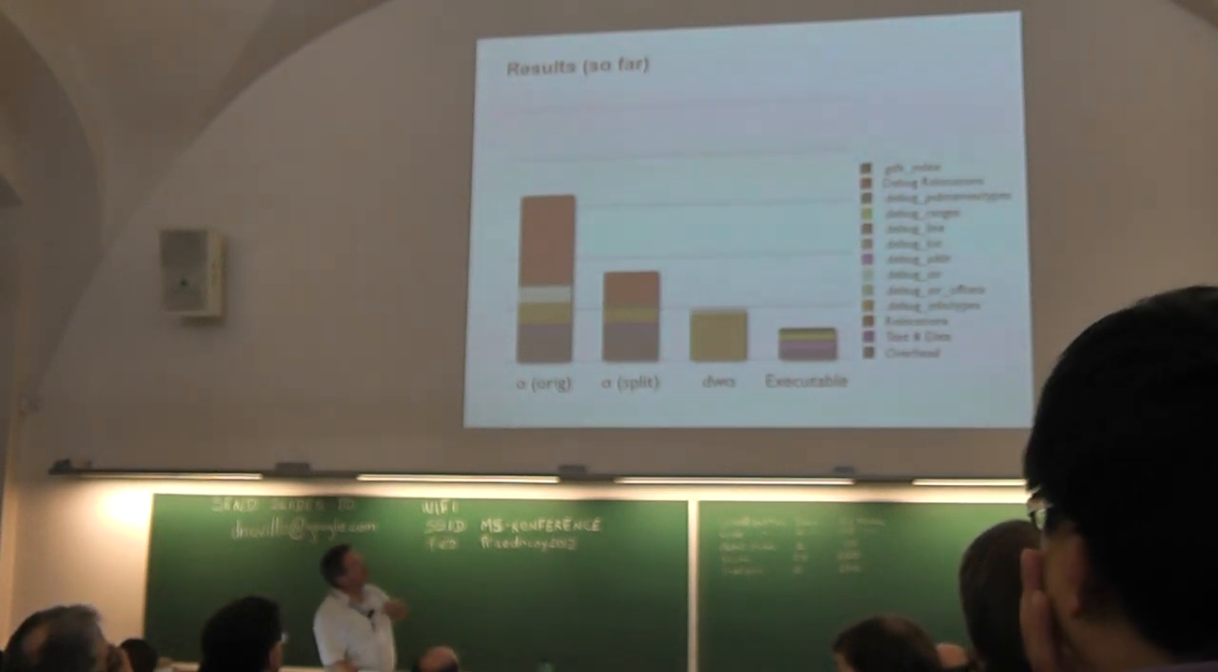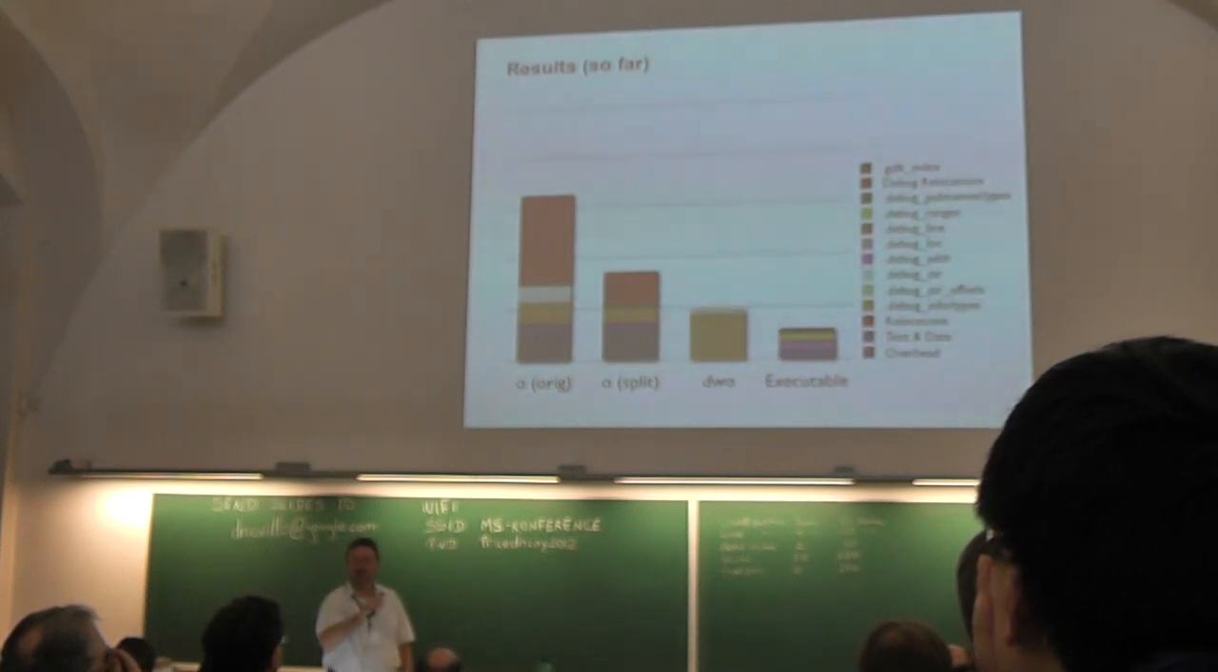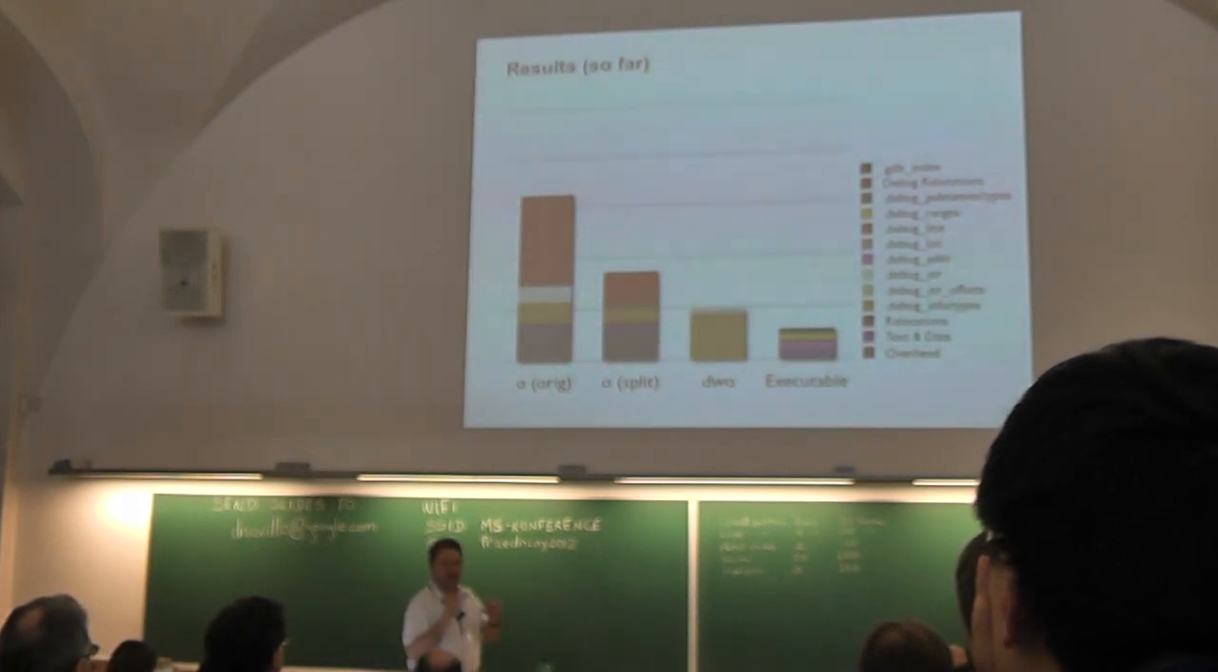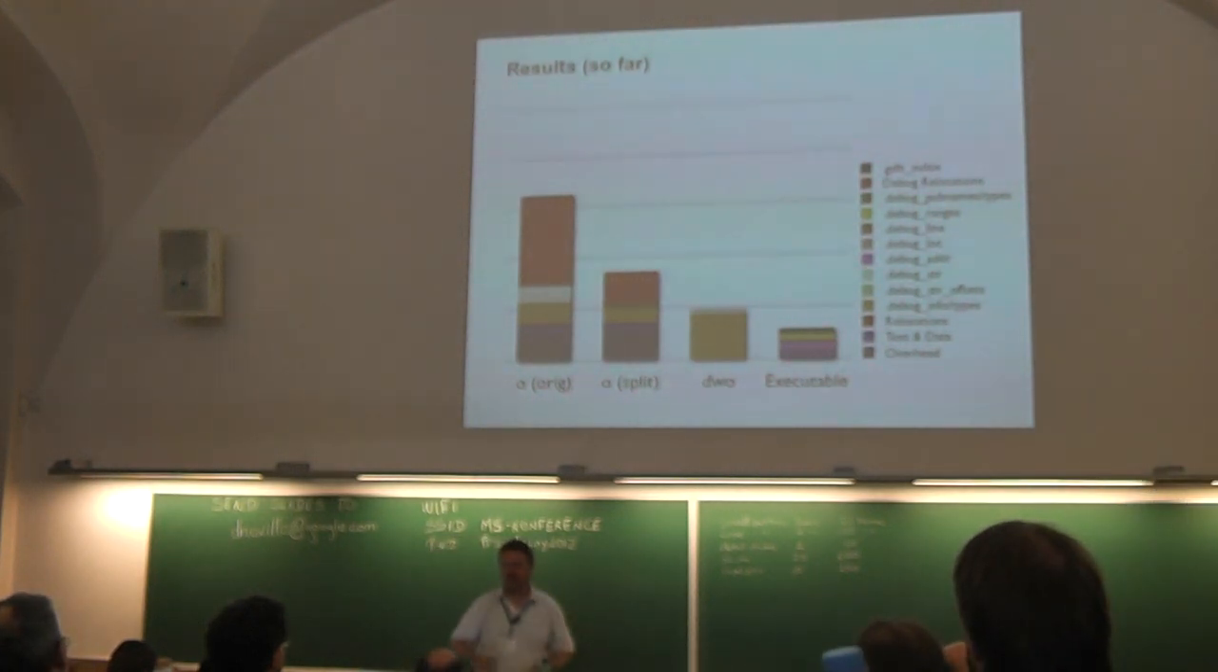The DWO files are pretty good now. They're less than half the size of the other. If you look at the total size of debug info in the .o's compared with the total size of debug info in the .dwo's, right now it's about 50-50. And I hope to do better. I want to get more in the DWO, less in the .o. So still working on that.